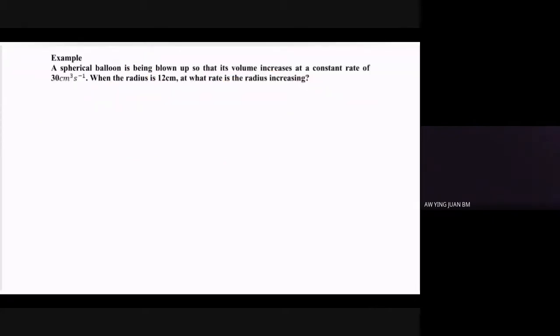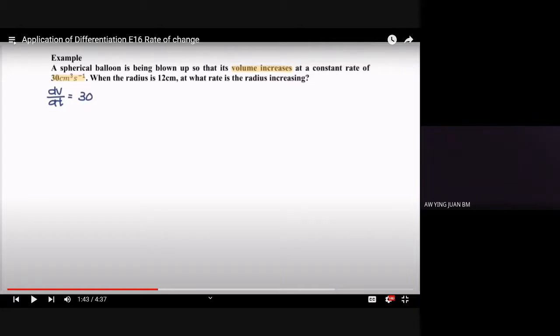Here we have the example for the rate of change. A spherical balloon is being blown up so that its volume increases. The volume increases at the constant rate of 30 cm^3 s^-1. So meaning that the info we have is dV/dt equals to positive 30 because we have volume increase. Apa? Volume increase. So, spherical balloon, kena buat lukisan lah. Being blown, maksudnya dalam balloon tu, dia punya volume increase. So, that's why dV/dt kita positive.